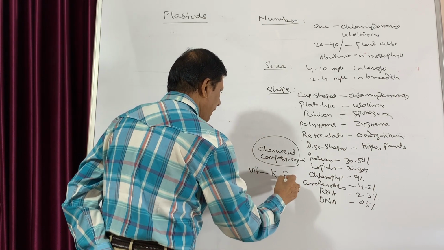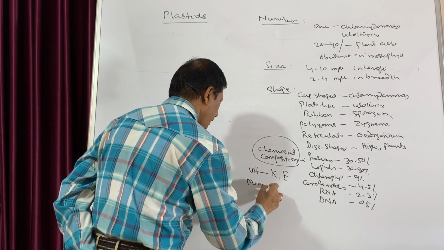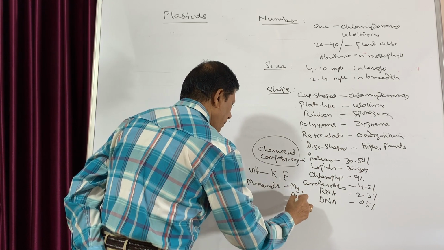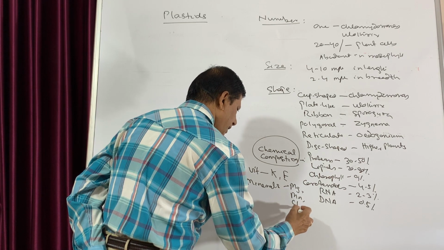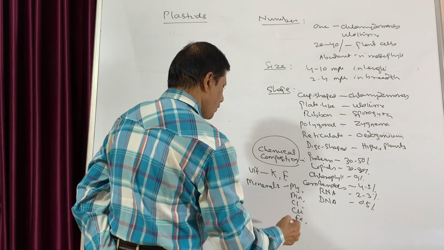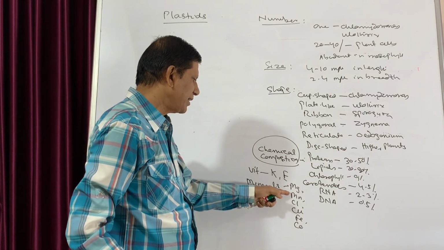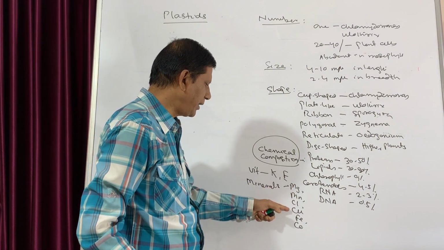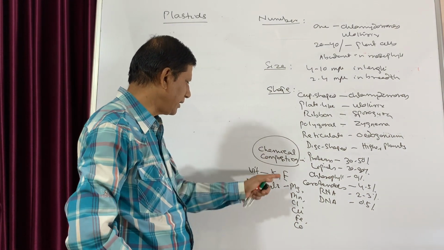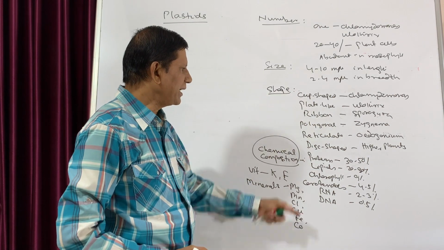In addition to all these things, we will get some vitamins, like vitamin K and E. Also, we will get some minerals, and these minerals are magnesium, manganese, chlorine, copper, iron, and even cobalt. So manganese, magnesium, chlorine, copper, iron, cobalt: these are the different minerals which are present in traces. So this is the chemical composition.